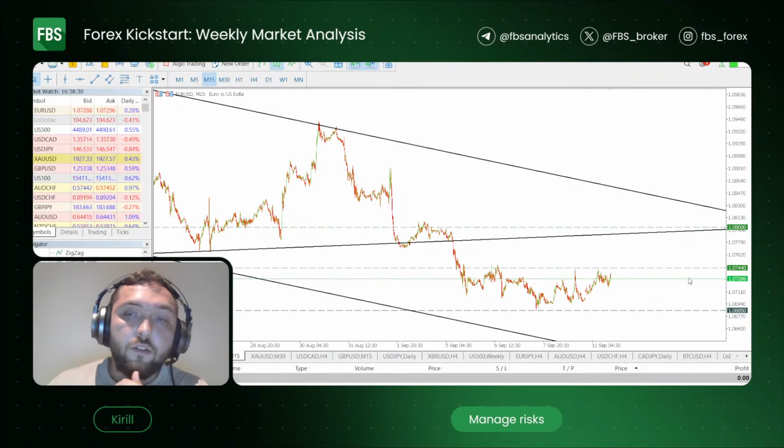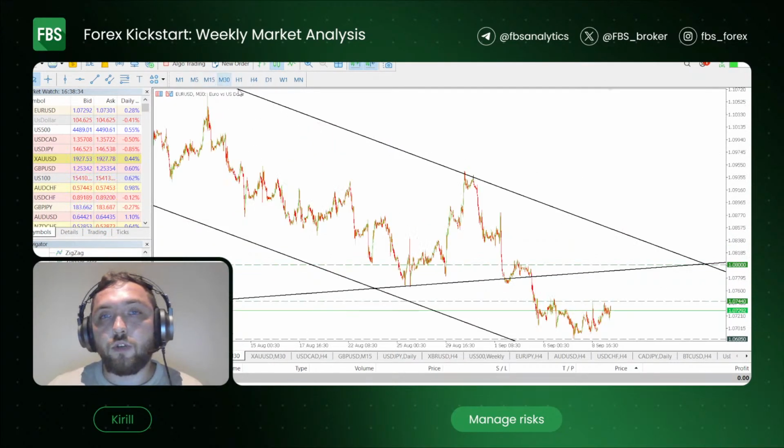However, another option, if you don't like to scalp inside this range, is to wait for the breakout.